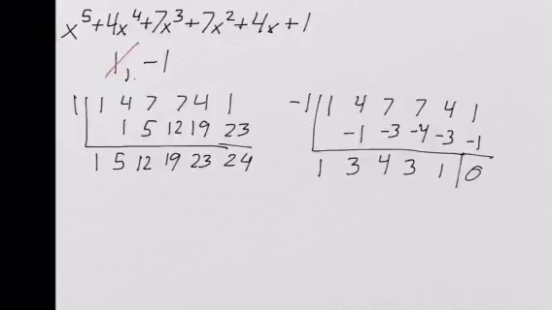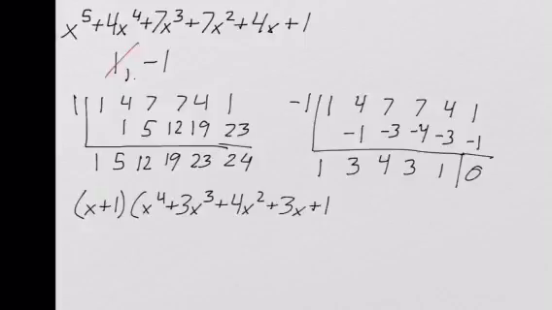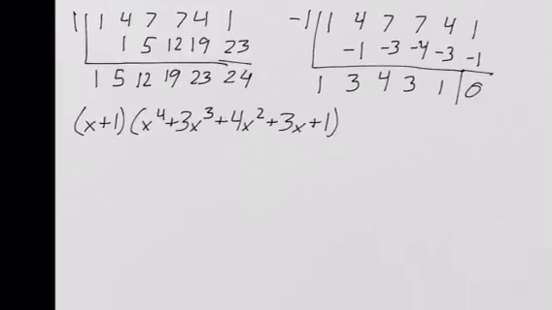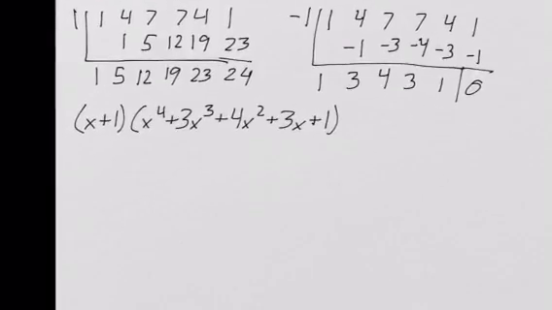So that tells me that I have this factoring as x plus 1 times x to the fourth plus 3x to the third plus 4x squared plus 3x plus 1. But now I'm not done. I still have more potential factors to check.